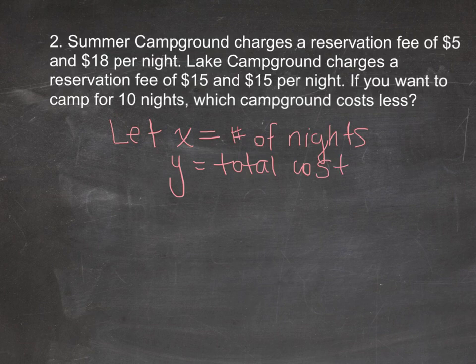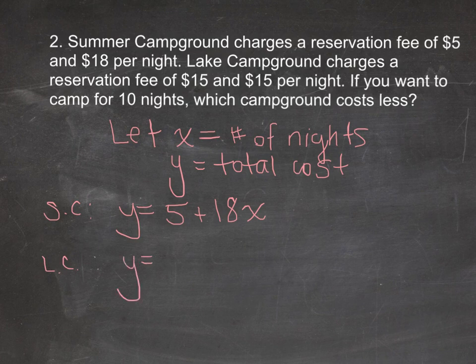Okay, so my first step is I want to write my linear equations, and then I'll answer the question that they're asking me. So for summer campground, my total cost is going to be equal to my reservation fee, so $5, just a constant, I have to pay that no matter what, plus $18 times the number of nights that I'm camped. And then the other campground, the lake campground, the total cost for that one will be $15 registration fee plus $15 for every night that I'm camped.